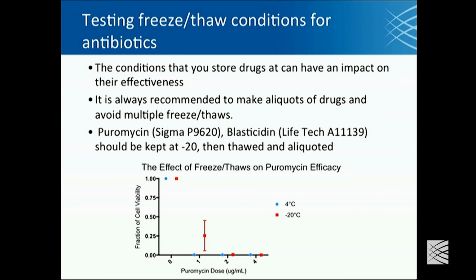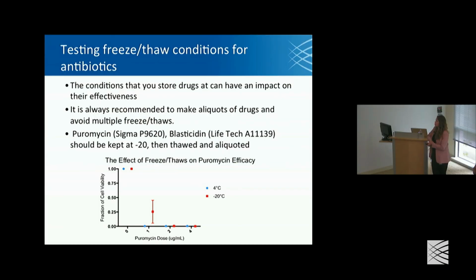A small but important point is how you store your antibiotics and your drugs. The conditions you store them in can have an impact on their effectiveness. We have found that if you freeze-thaw puromycin versus keeping it at 4 degrees, you actually lose effectiveness. And so that 1 microgram per mil that normally would kill all of your cells now does not have quite as good a selection efficiency. So we always recommend that you make aliquots of your drugs and avoid freeze-thaw cycles.